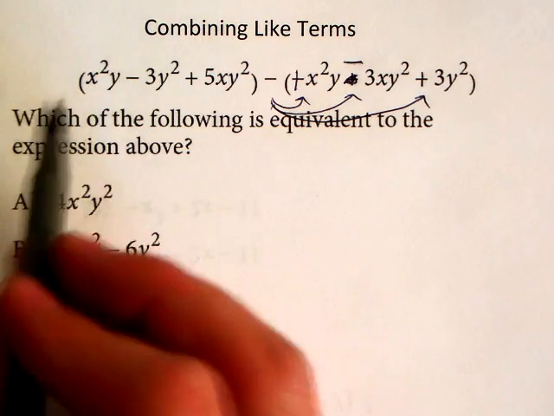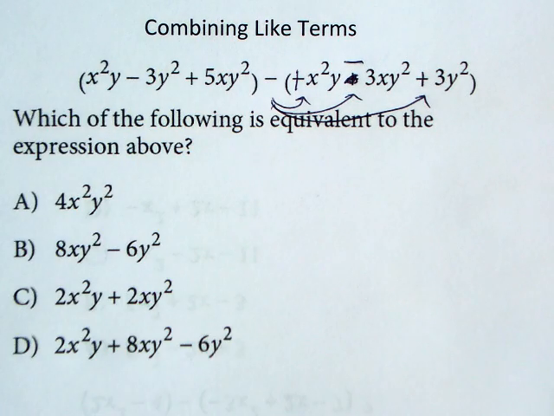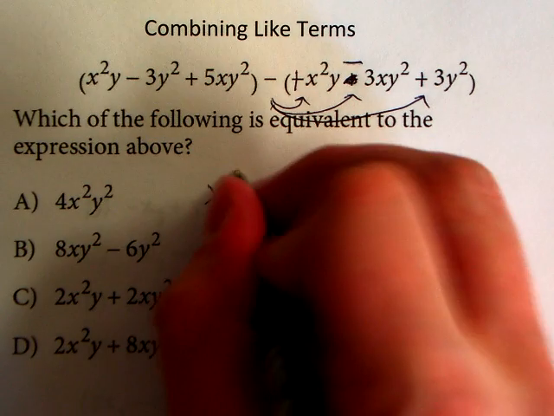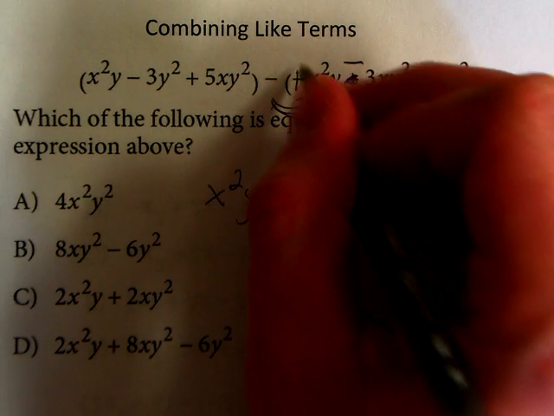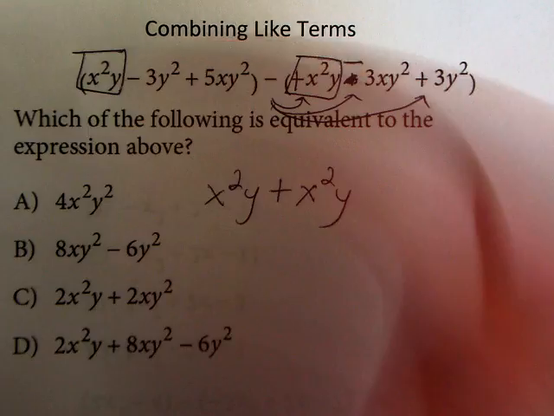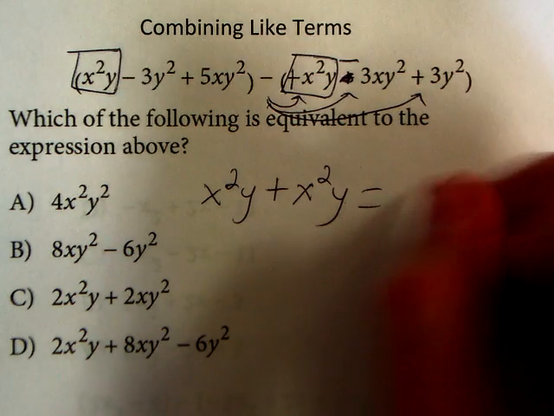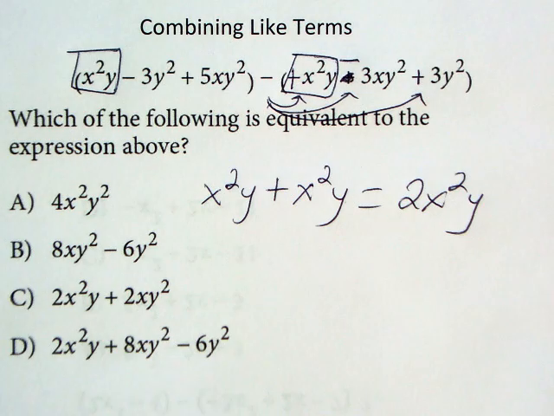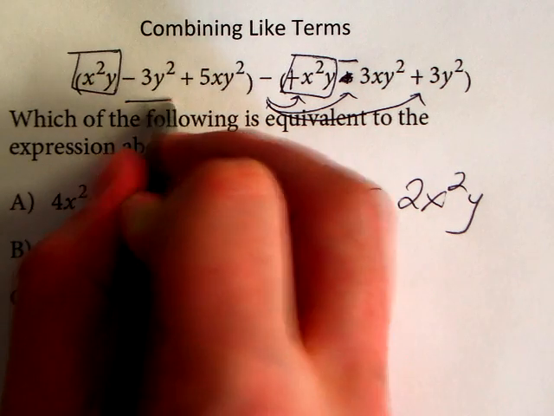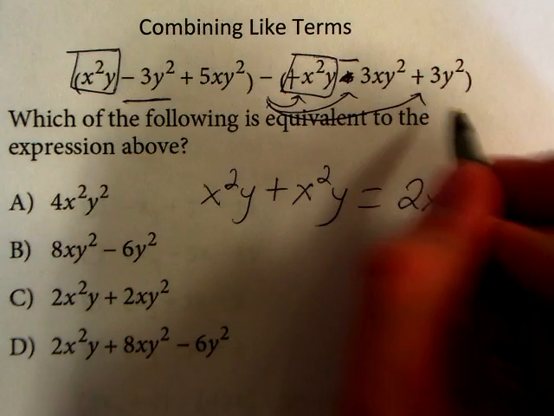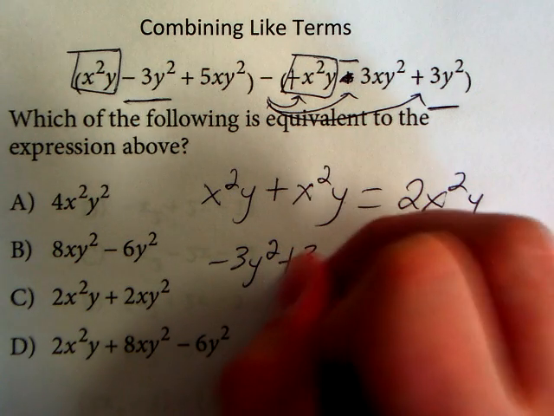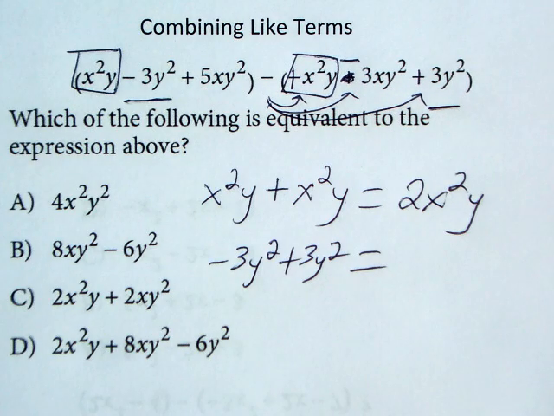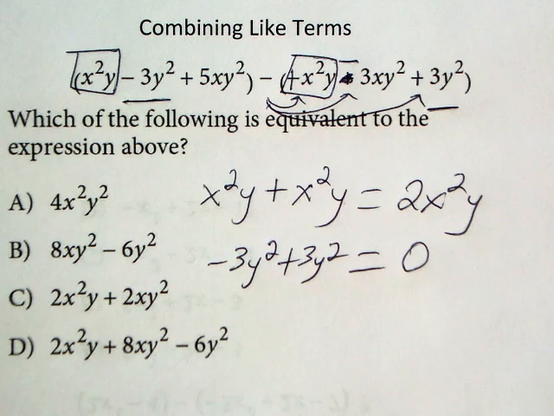When you have a unit like x squared y, there's an invisible 1 in front of it. We have x squared y plus another x squared y from over here. This gives us 2x squared y. The next unit I'll look at, we'll underline. We see minus 3y squared, and we see plus 3y squared. These two units actually cancel each other out, and we're left with 0.